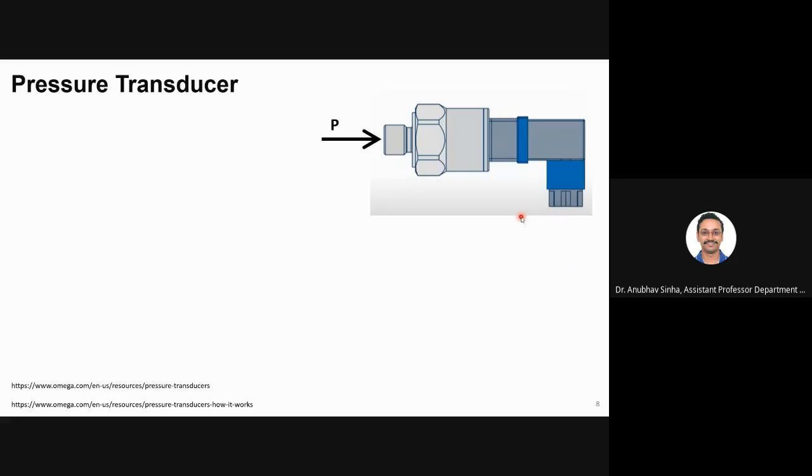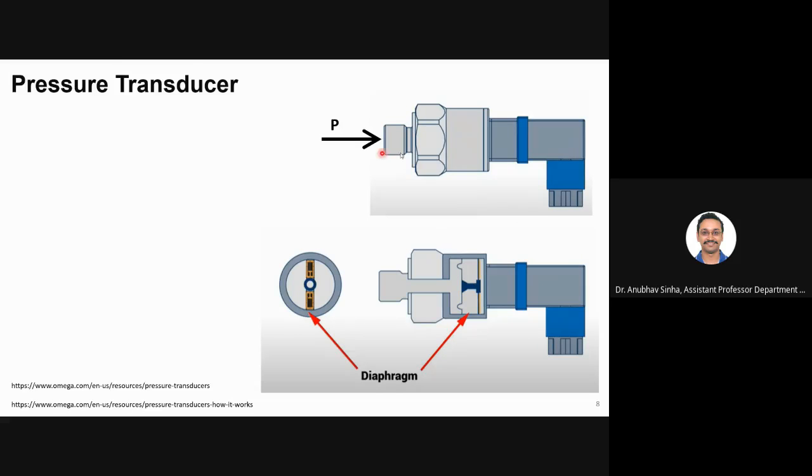Now the question is how it works. Basically, if you take a cut section inside this, you'll see that there is a diaphragm here. It will be made of some flexible material like rubber. So when we have some high pressure here, it will bend it. Imagine that rubber is there in the path of high pressure, so it will be bent a little bit.